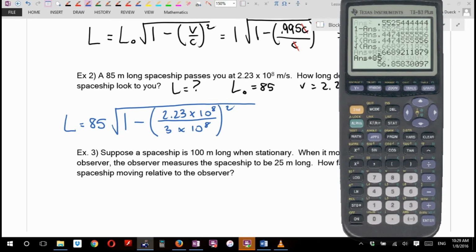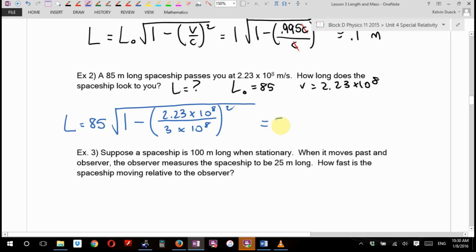I got 56.86. I'll go 56.9. Yes? No? Yes? Anybody else? Yeah. 56.9 meters.